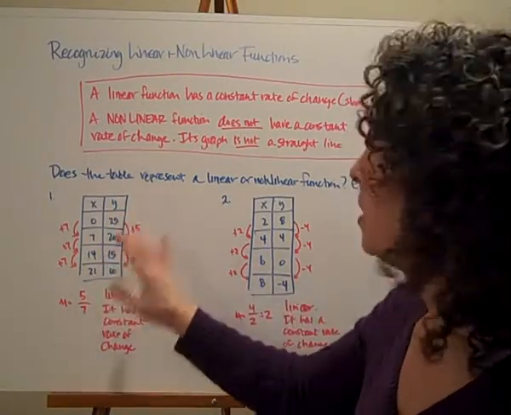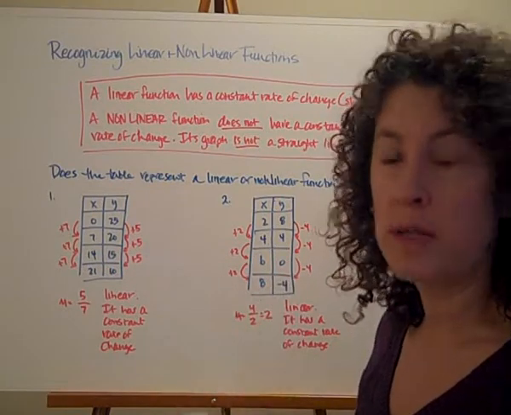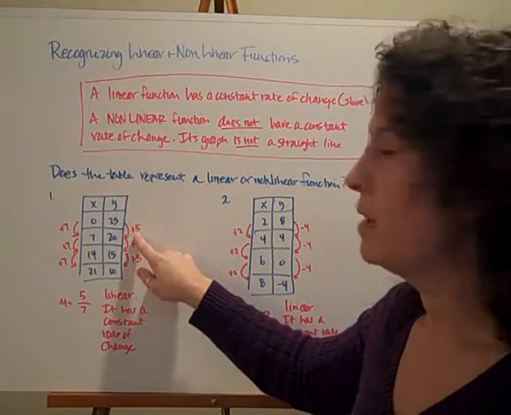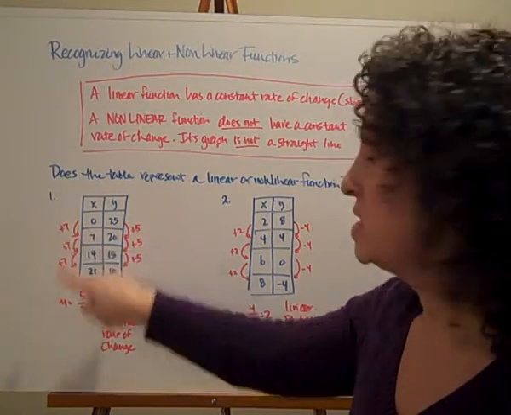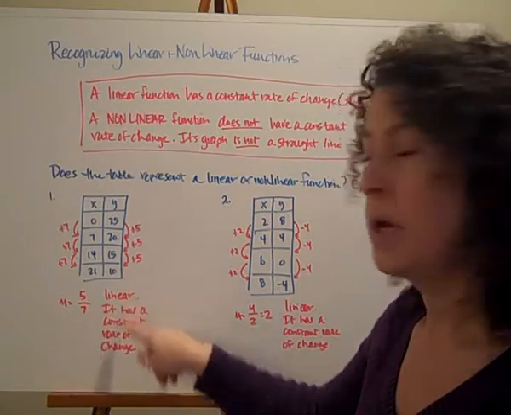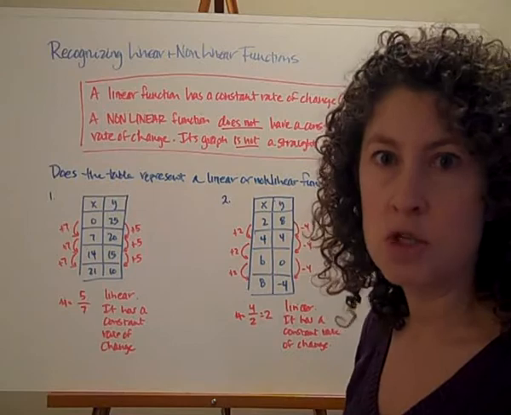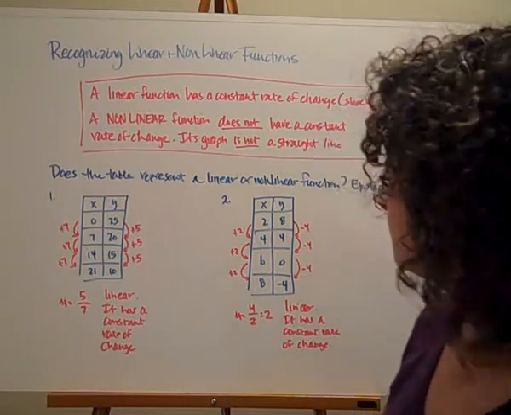But I want to look for my slope, and remember my slope is my rise over my run. My slope is how the y changes over how the x changes. So the y is changing by 5 every time the x changes by 7. So my slope is 5 over 7, which means this is linear because it has a constant rate of change. So if I were to graph this, I would get a nice straight line on a coordinate plane.